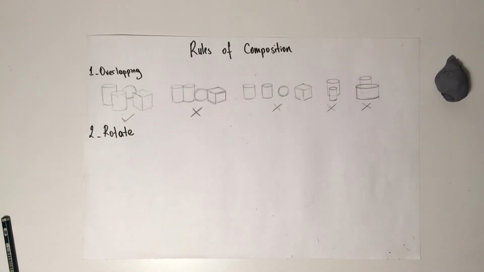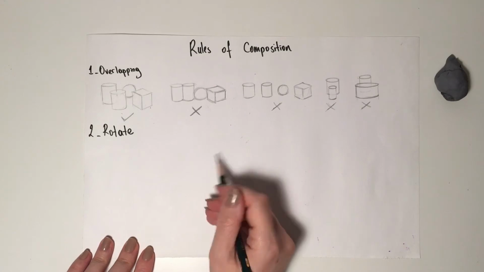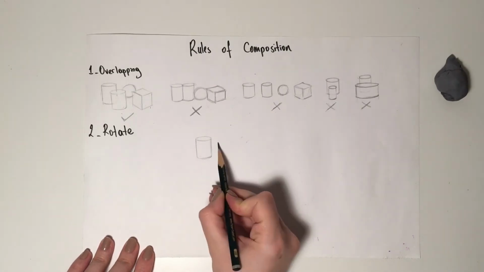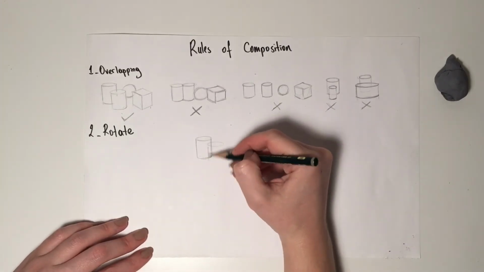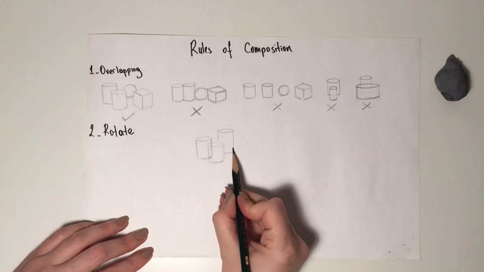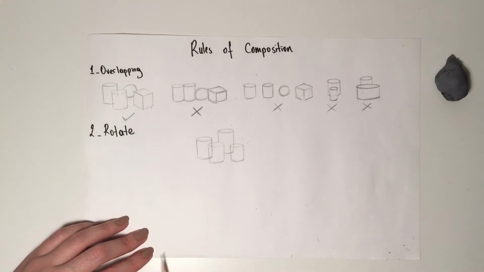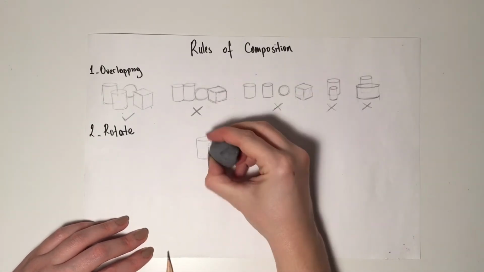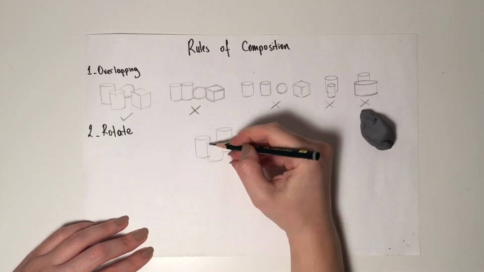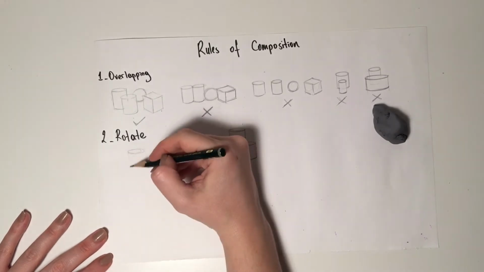Okay, our second rule is rotating. First, I'll show you what you shouldn't do. So, for instance, you only have glasses and some cylindrical objects in your composition. What you shouldn't do is place them all in the same exact straight line. Like you shouldn't line them up with the edge of your paper.